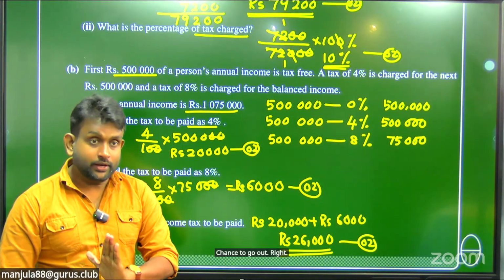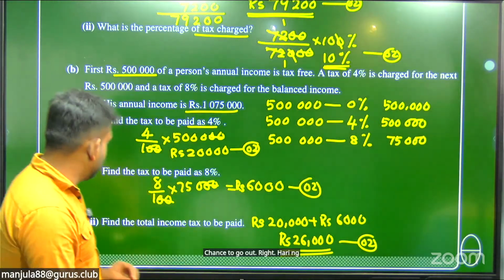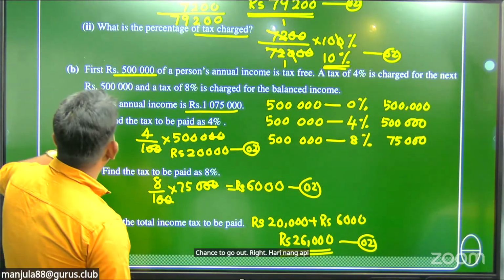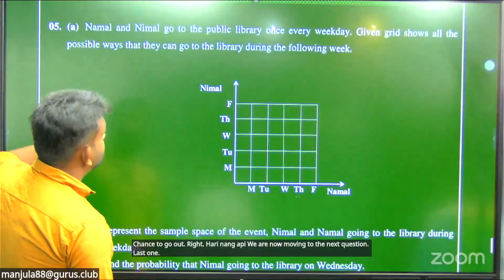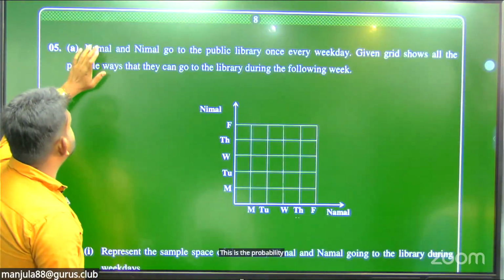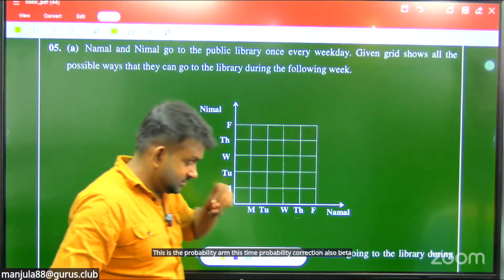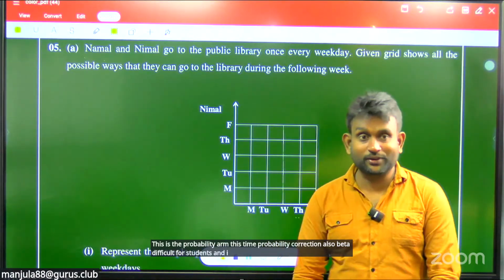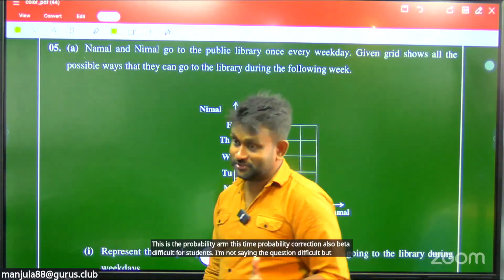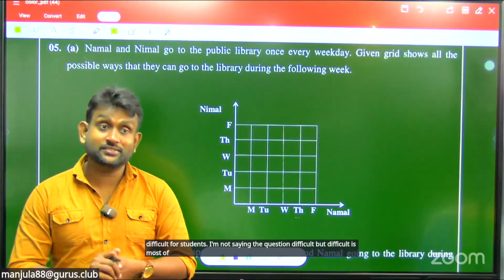Right, okay, let's move on to the next question. We are now moving to the next question. Last one. This is the probability question. This time the probability question was also a bit difficult for students. I'm not saying the question is difficult, but it was difficult for most of the students. Right? Why? The reason is they are not thinking.